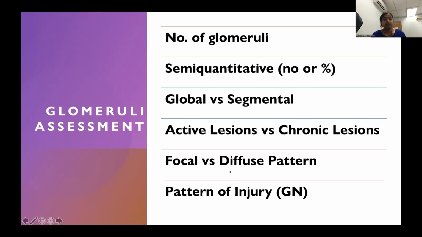And lastly, you also address pattern of injury. Now, pattern of injury is crucial because ultimately you need to come up with a diagnosis. So pattern of injury is crucial for you to understand, especially when you don't have a proper etiology. Okay, so pattern of injury here is a reference to glomerulonephritis, not so much global sclerosis, what they call FSGS and minimal change. I'm referring to glomerulonephritis conditions. So number of gloms, semi-quantitative assessment, global versus segmental, active lesion versus chronic, focal versus diffuse, and pattern of injury.